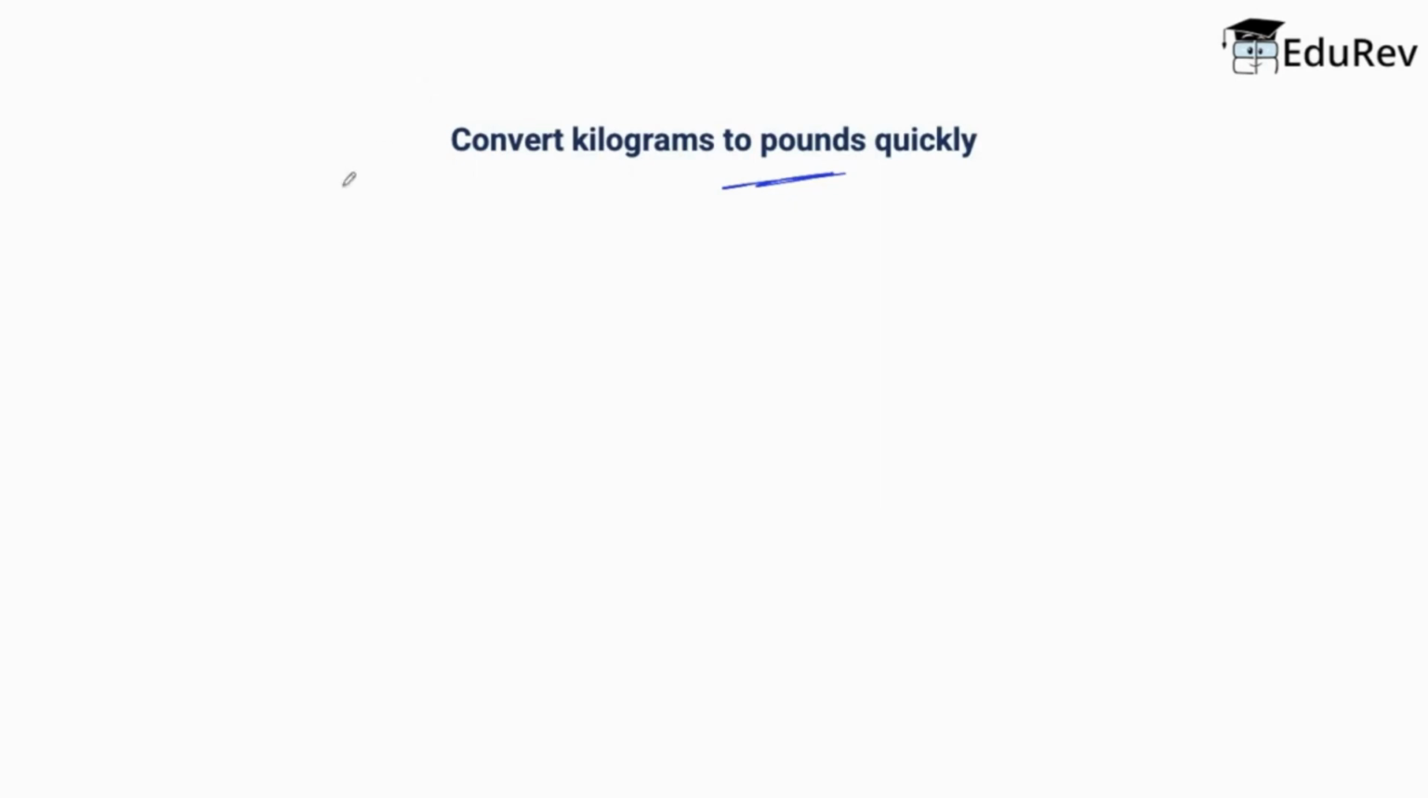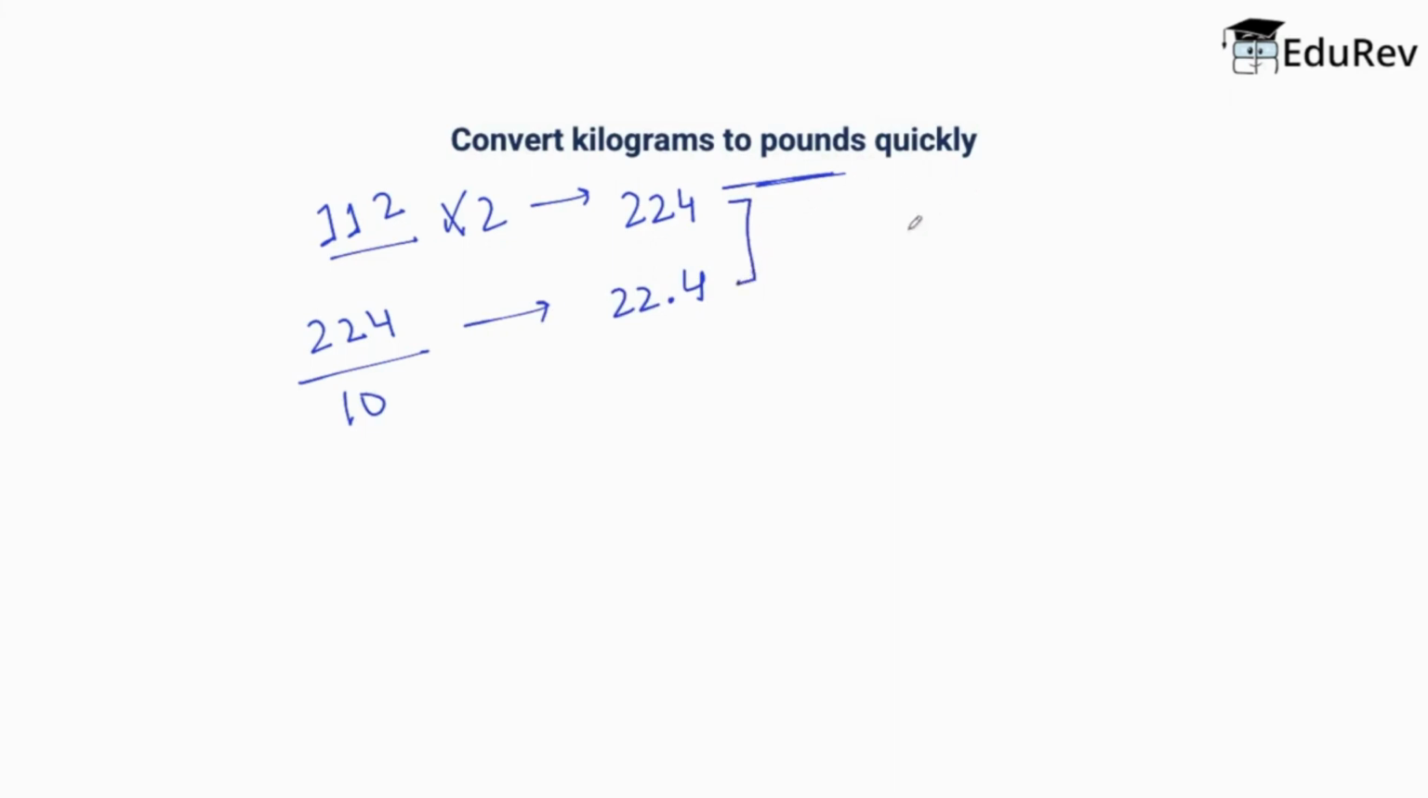Let's take an example. Let's convert 112 kgs into pounds. Now the first step is that we need to multiply this by 2. So when I multiply this number by 2, it's going to be what? 224. The next step is that I have to divide the number by 10. That is, I have to divide 224 by 10. So this number is going to be what? 22.4. And the final step is that I need to add both these numbers. So when I add both these numbers, the result is going to be what? 246.4 pounds. Simple.